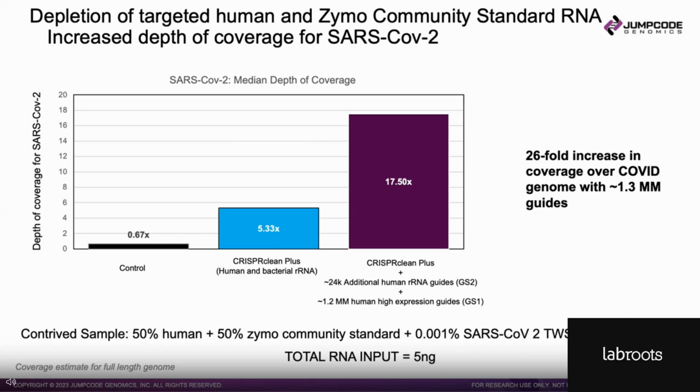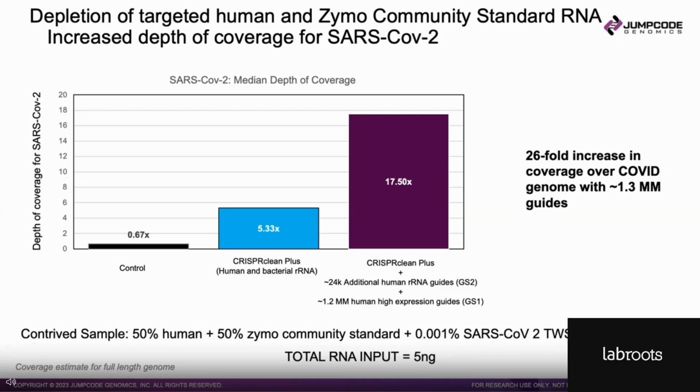So, currently we have a CRISPRclean Plus product which performs well in removing human and bacterial ribosomal RNA from RNA-seq data. But in this experiment, we tested the depletion rate using the CRISPRclean Plus guide set, and on top of that, we added additional guide sets designated as GS1 and GS2, and this amounts to approximately 1.3 million guides in the reaction. And after we performed this experiment, the depletion rate was phenomenal.